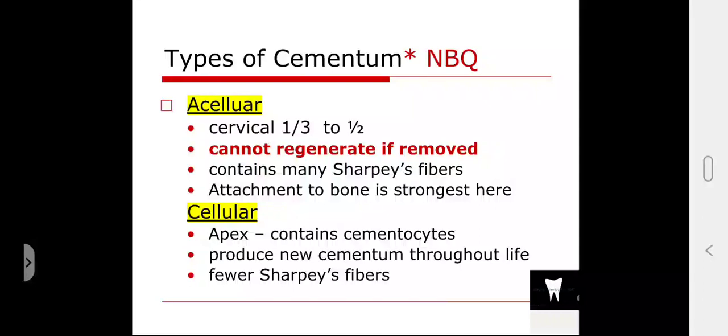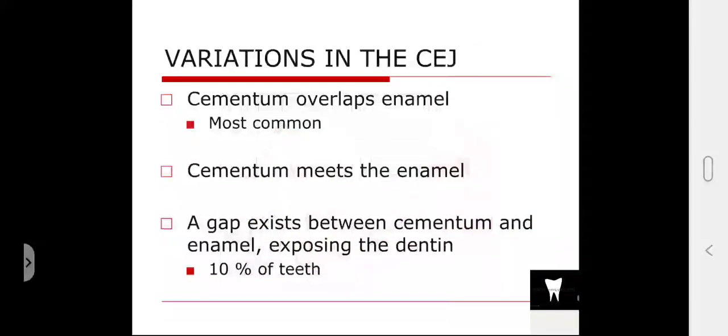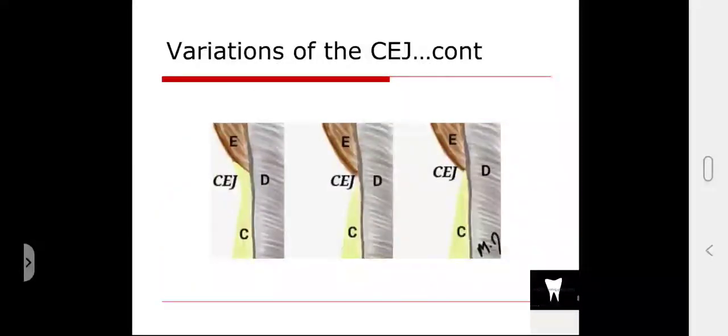Now the cellular cementum, at the apex, contains cementocytes. It produces new cementum throughout the life of the tooth. It has fewer Sharpey's fibers. There are variations in the cemento-enamel junction. Cementum overlapping enamel is most common. In other cases cementum meets the enamel, and then there's a gap between the cementum and the enamel, exposing the dentin, and this is in 10% of teeth. So we have variations in the CEJ as pictured here.